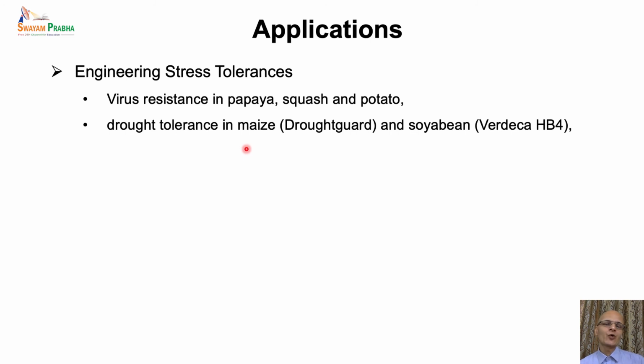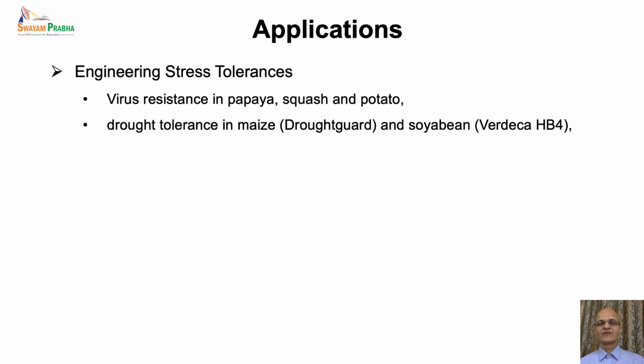The gene encoding the coat protein of the papaya ringspot virus was used to engineer resistance against the virus infection. This coat protein mediated systemic cross protection was very successful against papaya infections. Similarly, virus resistance has also been engineered in other plants like squash and potato.